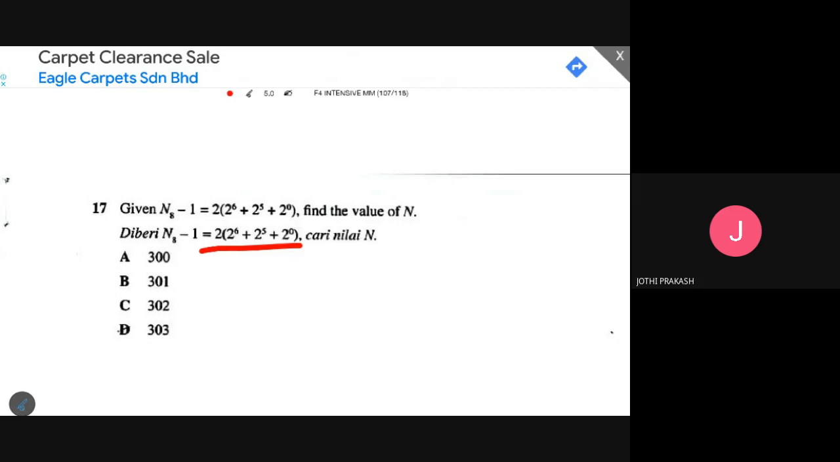Okay, so next question. Okay, can you tell me guys, what's the answer you get for this? Apa jawapan kamu?